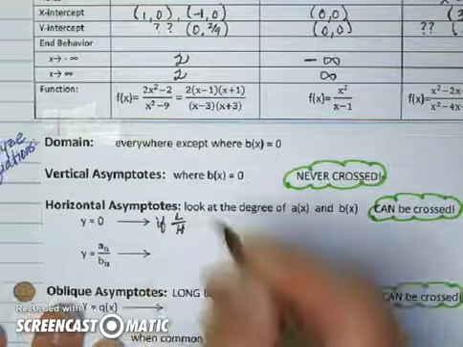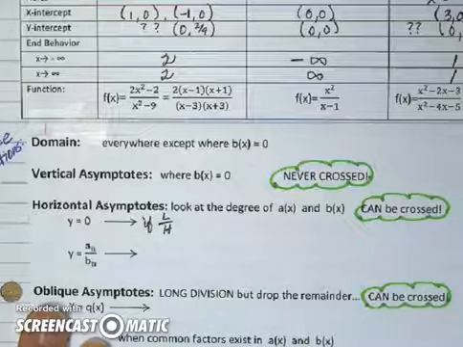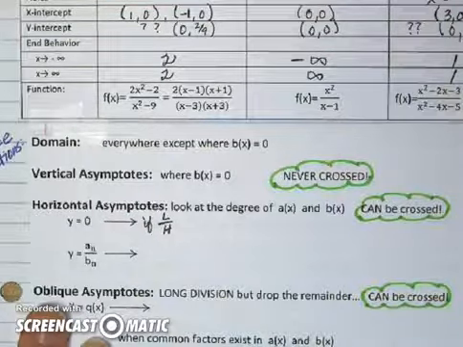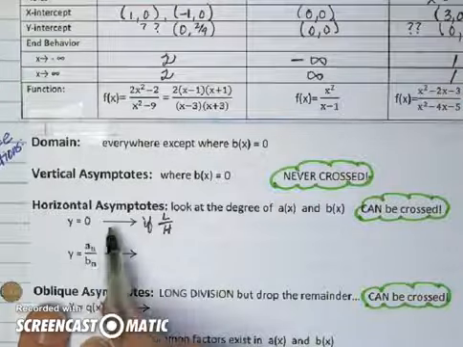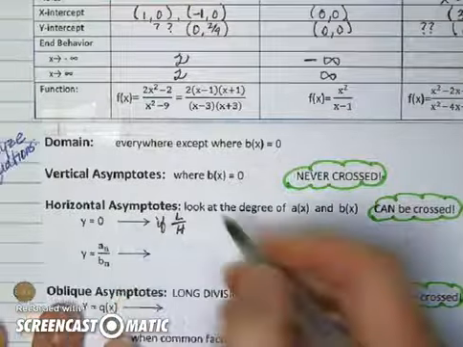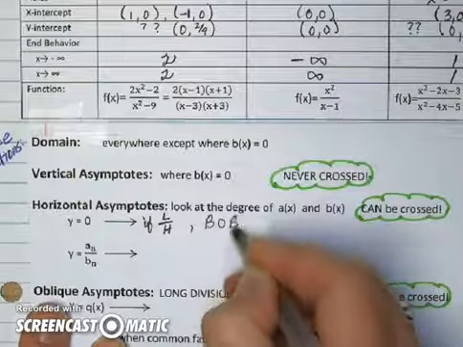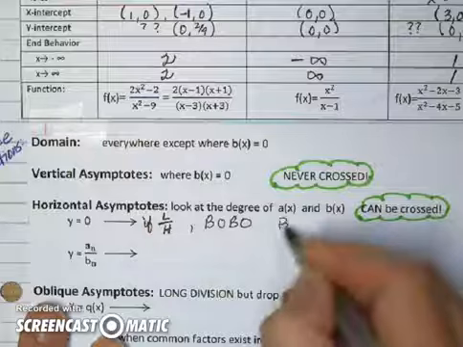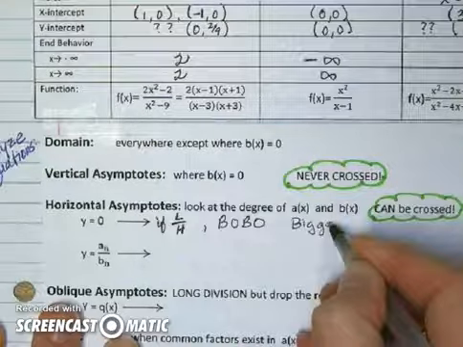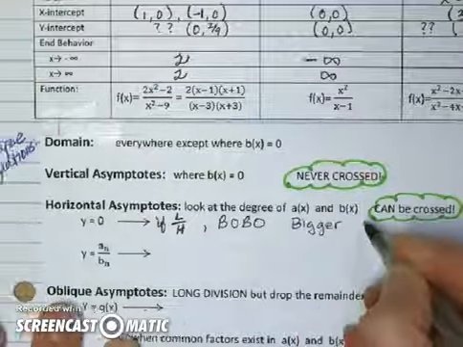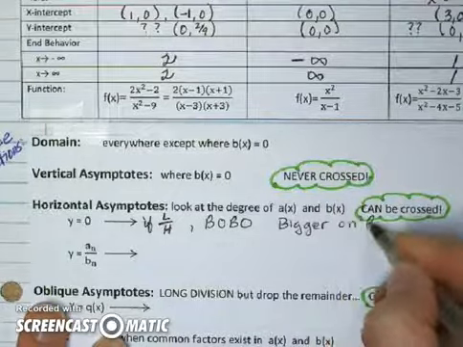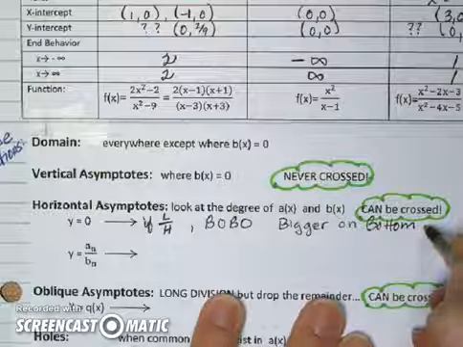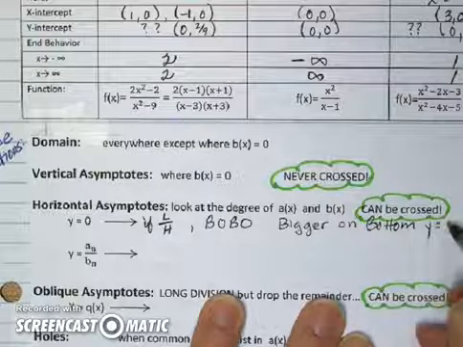I always remember that because that's normal for a normal fraction. You would have a lower number on top and a higher one on the bottom. Then you have y equals 0. Some of you may remember BOBO from when you were in Algebra 2. All right, that means that you had a bigger number on the bottom. And so that gave you y equals 0.